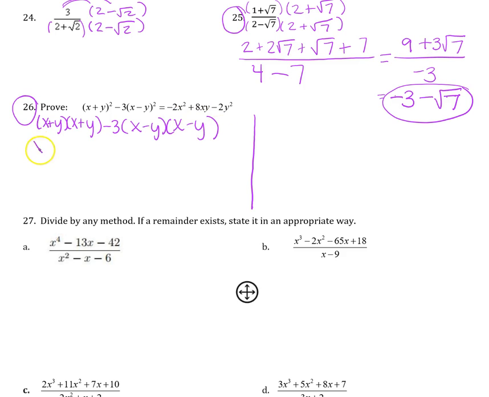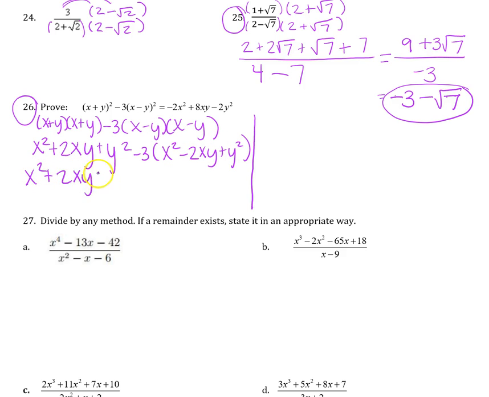Okay, FOIL it. So I've got x squared plus 2xy plus y squared. So first, outers, inners, and lasts. Okay, and then I got minus 3 times x squared minus 2xy plus y squared. And that's just from FOILing. Okay, I'm going to take care of this negative 3 and distribute it to each term. So I've still got the x squared plus 2xy plus y squared out front, but then this changes to negative 3x squared plus 6xy minus 3y squared.